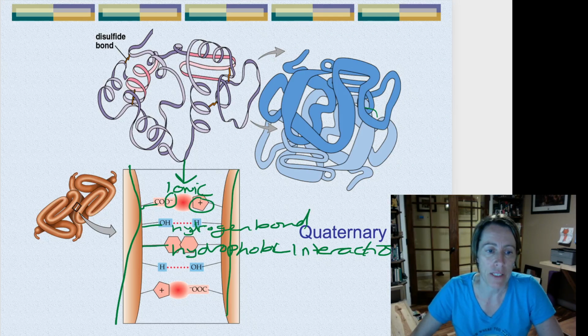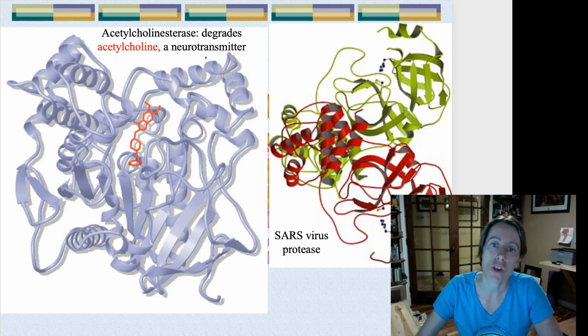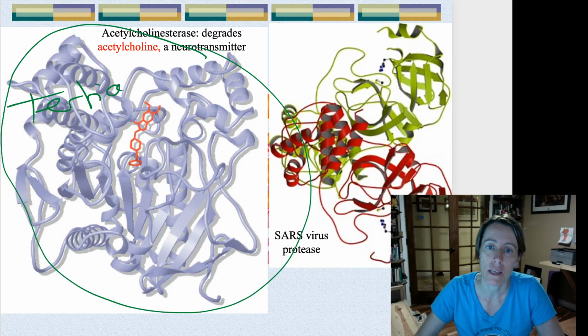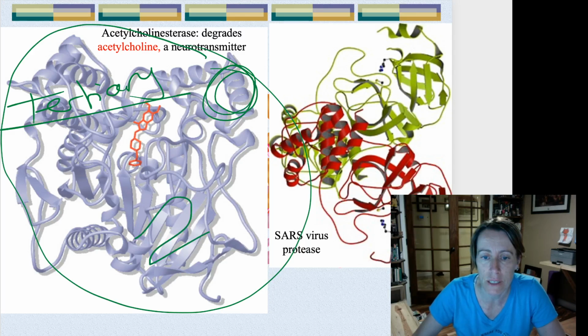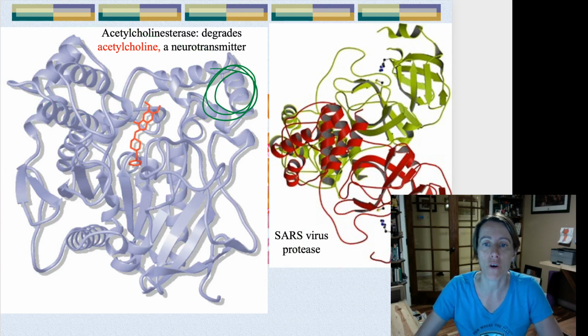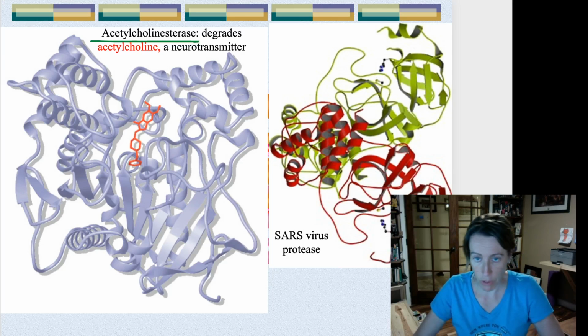Here's a couple other examples. On the left, this is not quaternary. This one is tertiary because it's all one color. But you can see some really nice alpha helix and some beta sheets here. And then you can see the tertiary folds because the whole thing's kind of jumbled together. This is an enzyme that works in your nervous system, which is a protein.